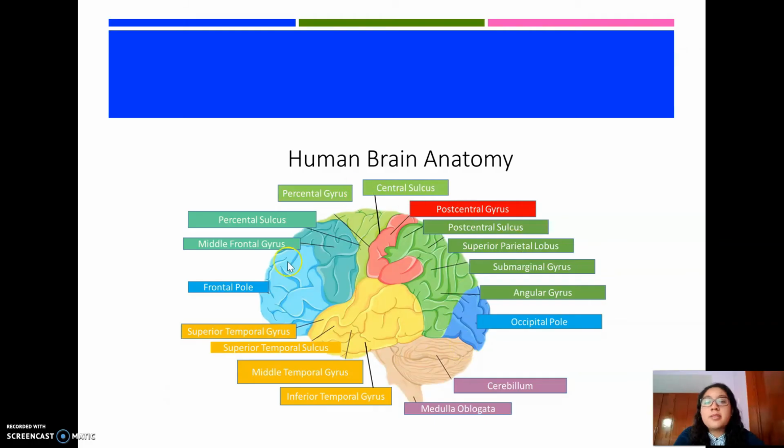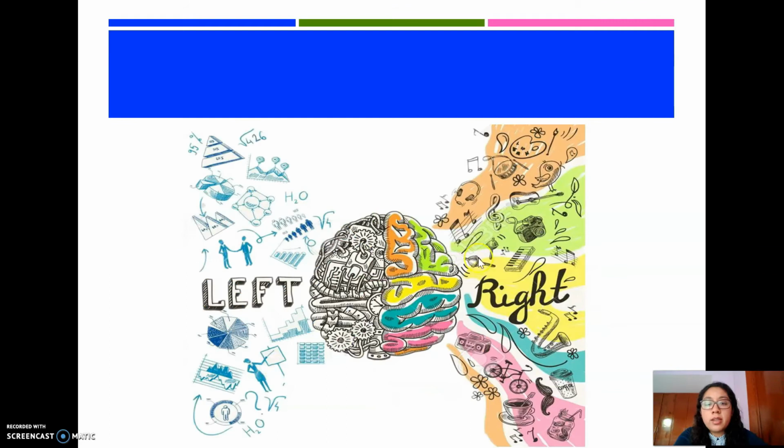Here you can see a healthy human brain. For its study, the brain is divided in different lobes, which we can see in different colors. Here is the frontal lobe, occipital lobe, parietal lobe, and the temporal lobe. Also, for its study, the brain is divided in two hemispheres, the right hemisphere and the left hemisphere.